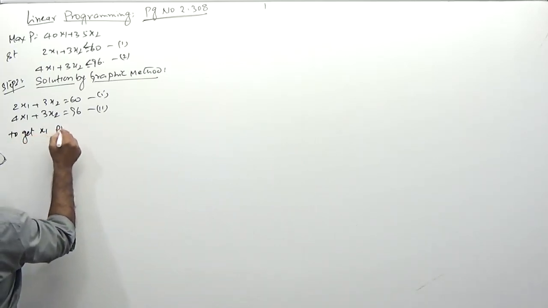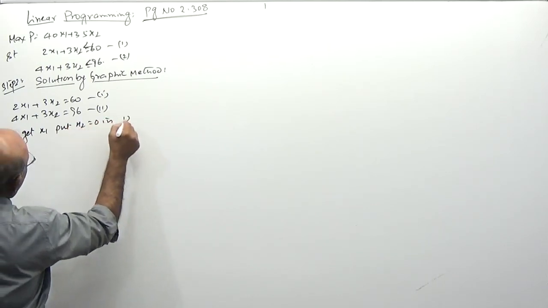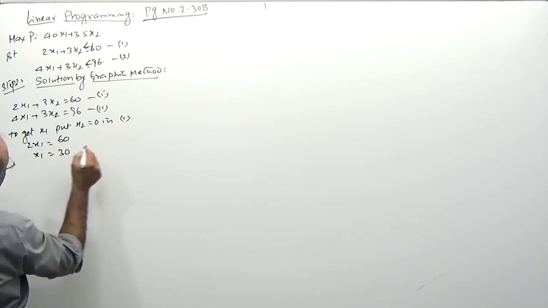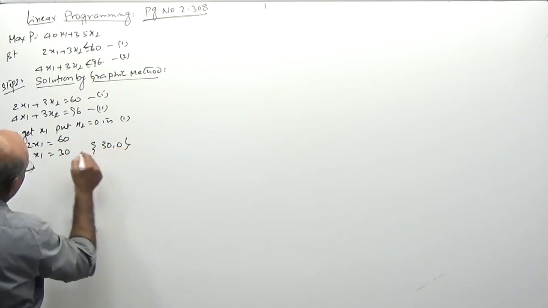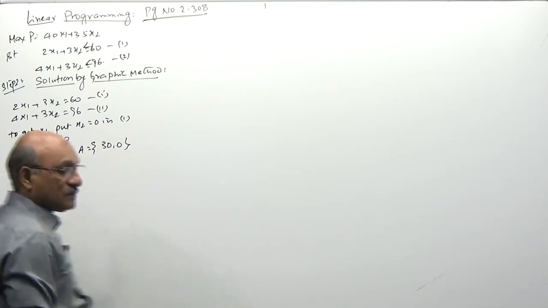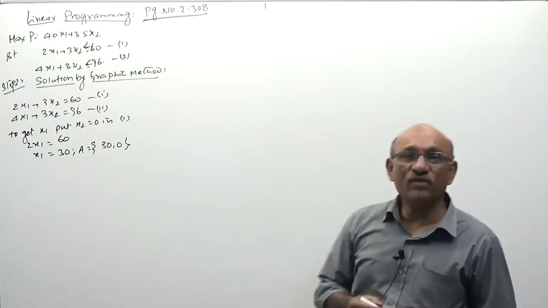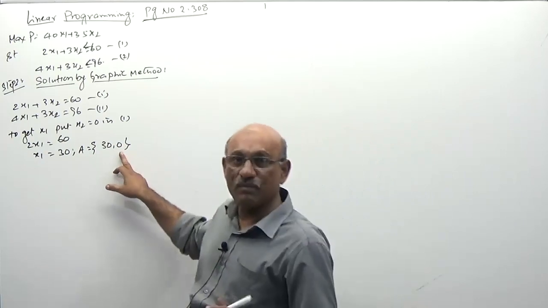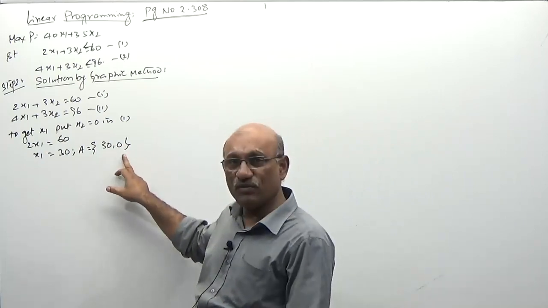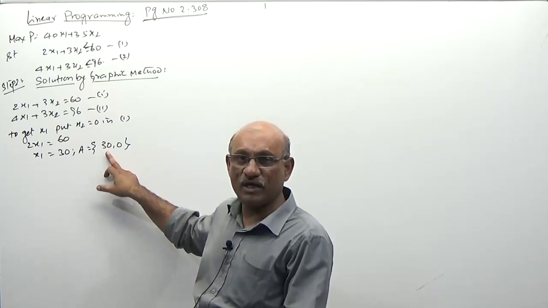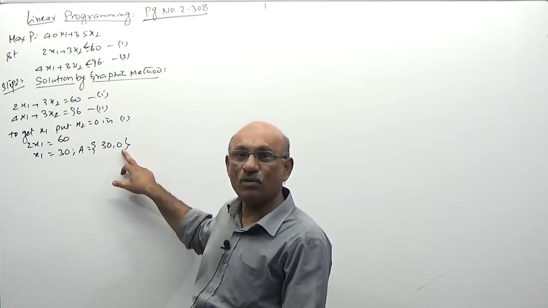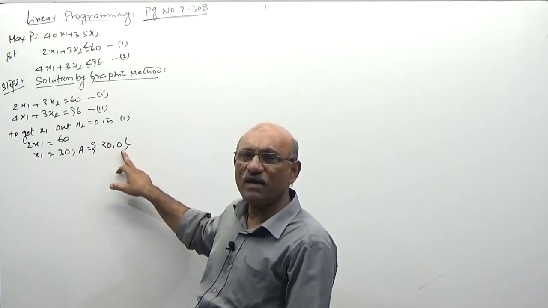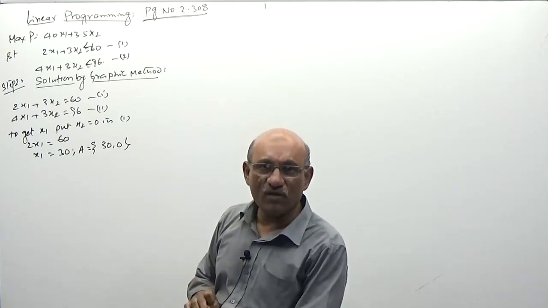To get x1, put x2 equal to 0 in equation 1. So 2x1 is equal to 60, x1 is equal to 30. Let us take this as point A. This (30, 0) is a solution to the given problem. What is the interpretation of this one, sir? Produce 30 units of product A, not even a single unit of product B. This is one answer to the given problem.